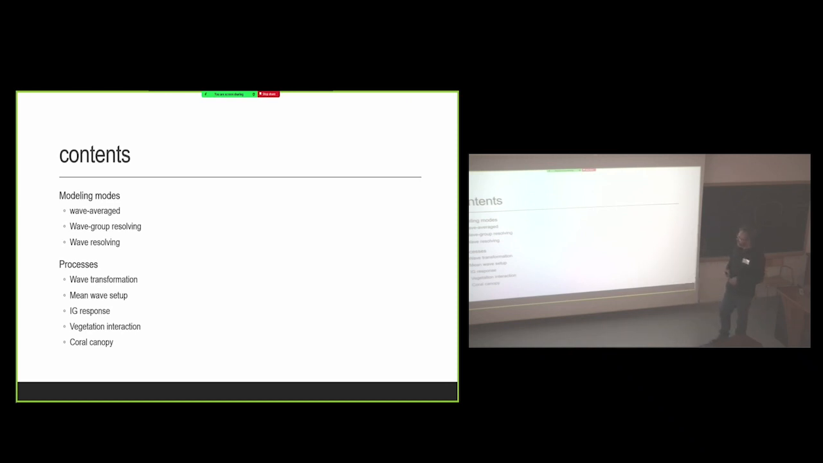And then I would like to look at wave transformation, the wave setup, and in that respect also wave run-up, but that's what I'll get to at the very end. I like wave groups and infragravity waves, so I've tried to squeeze some of that in here.